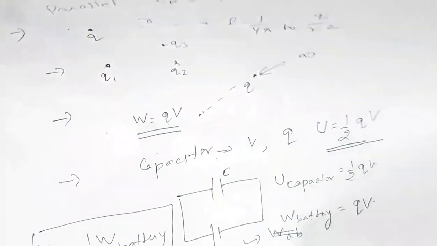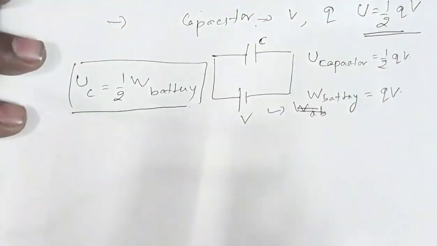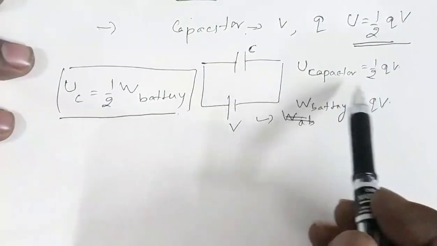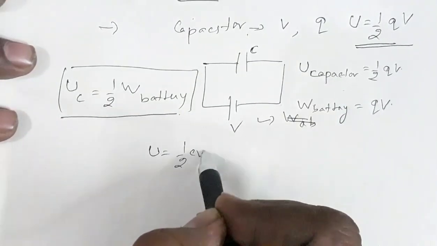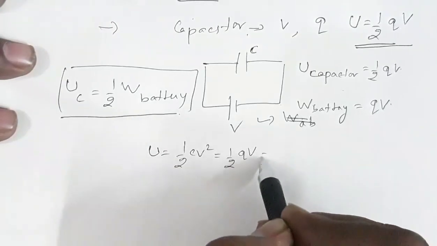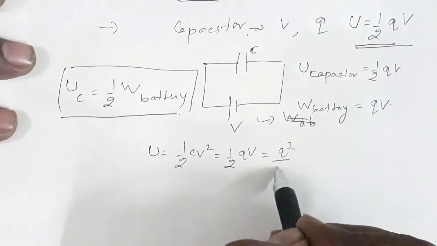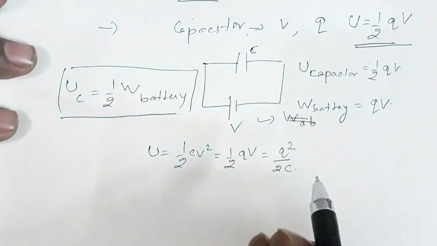Okay, now for this expression for potential energy of a capacitor, you can write this expression in other forms also, like U is equal to half CV square, that is equal to half QV, that is equal to Q square by twice C. Now this is for capacitor.